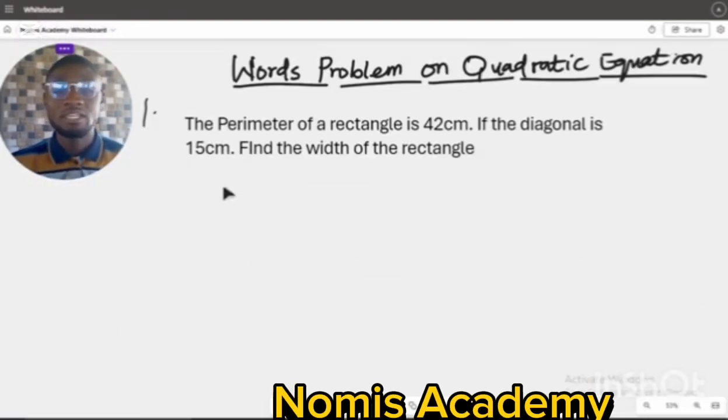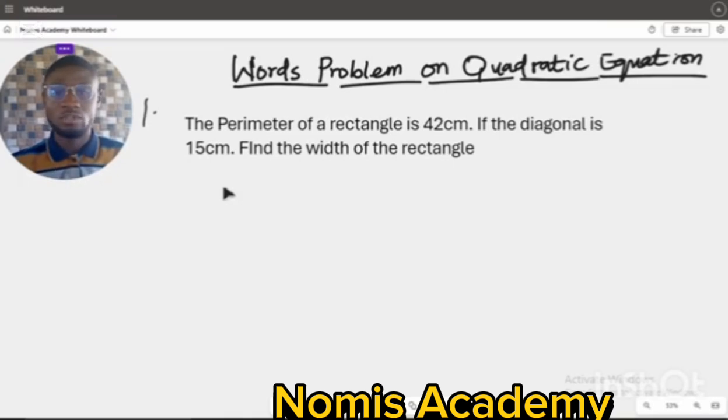Today, we'll be dealing with quadratic equations, but this time, word problems on quadratic equations. Question number 1. The perimeter of a rectangle is 42 centimeters. If the diagonal is 15 centimeters, find the width of the rectangle. How do we get this done? How does this question lead to a quadratic equation?